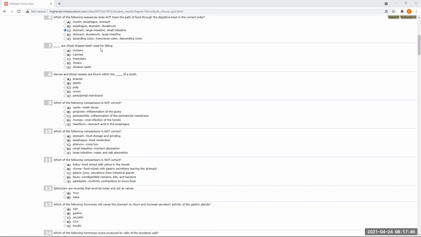Anyhow, chisel shaped teeth, as everybody said, is incisors. I think I'll have to give everybody a mark for that because everybody knew that one. That was very good. Those are the ones in front, and those are used for tearing and also for biting. As they said there, incisors are used for biting. Let's look at the next one.